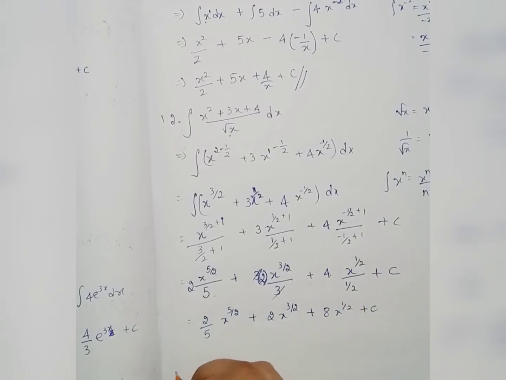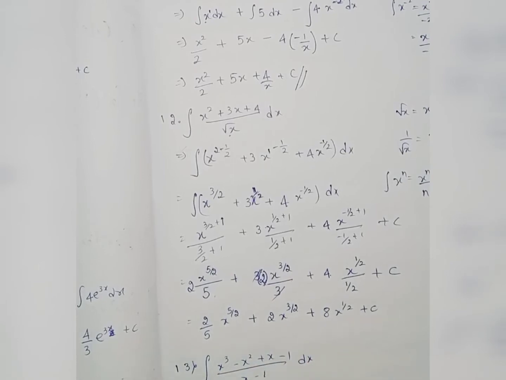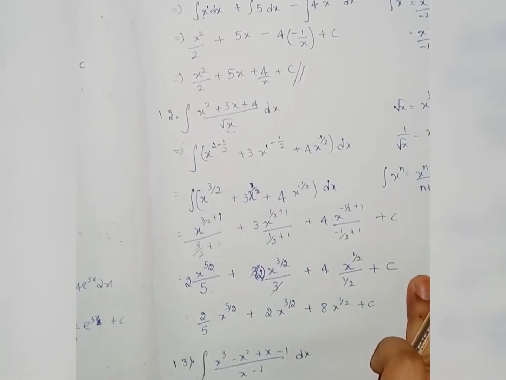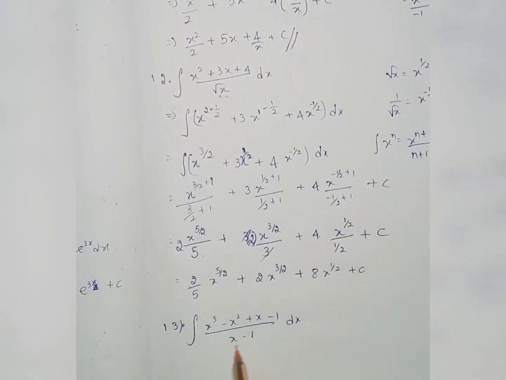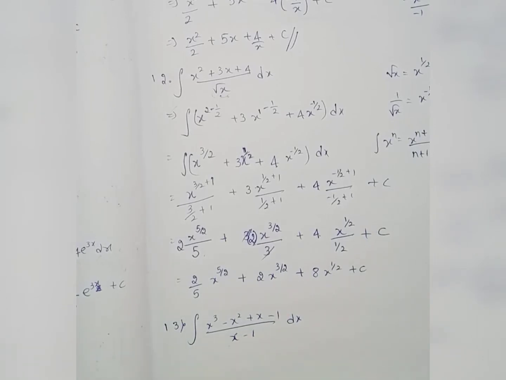And the next problem is the 13th one. Integration of (x cube minus x square plus x minus 1) by (x minus 1) dx. See, in the earlier problems the denominator had only one term, but here it is x minus 1. There are two terms. If it is like this, we can't do anything.